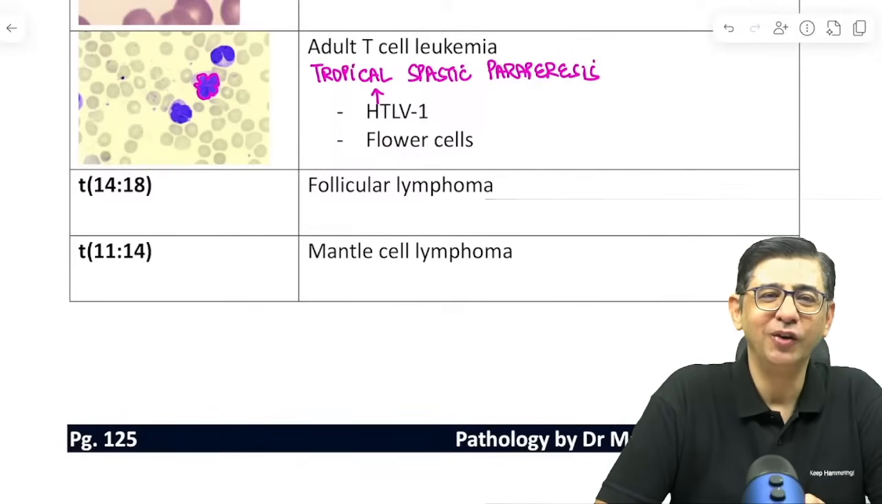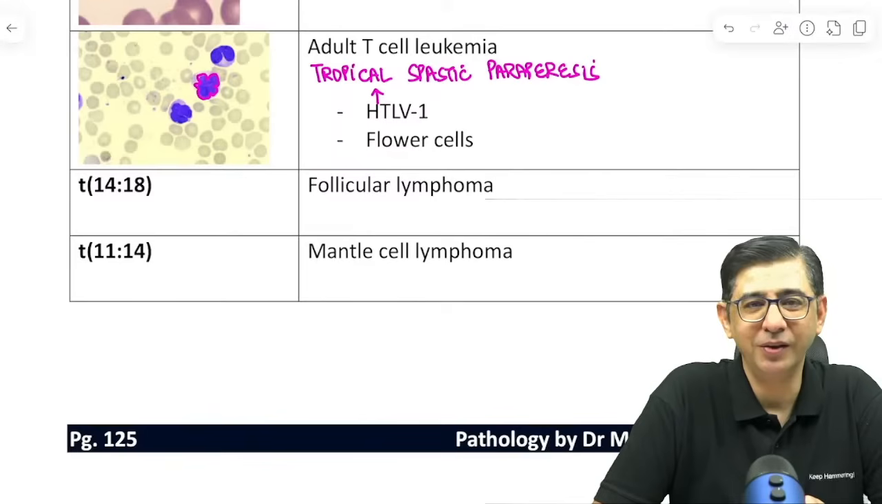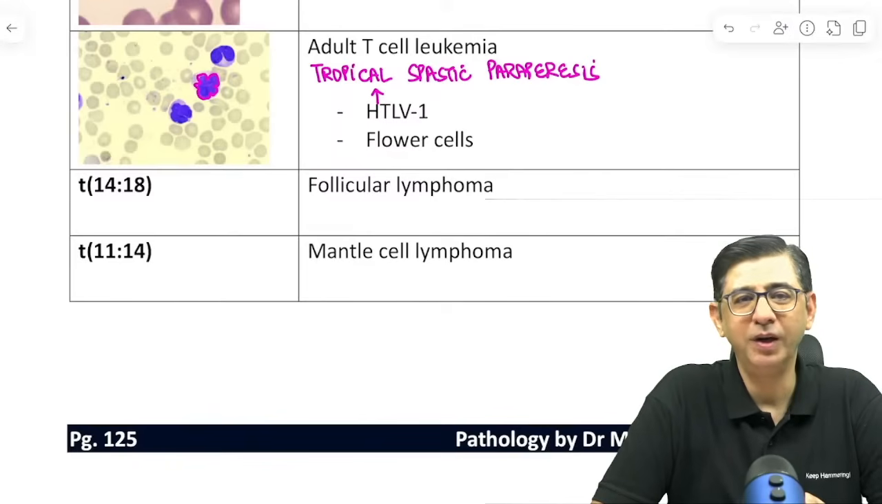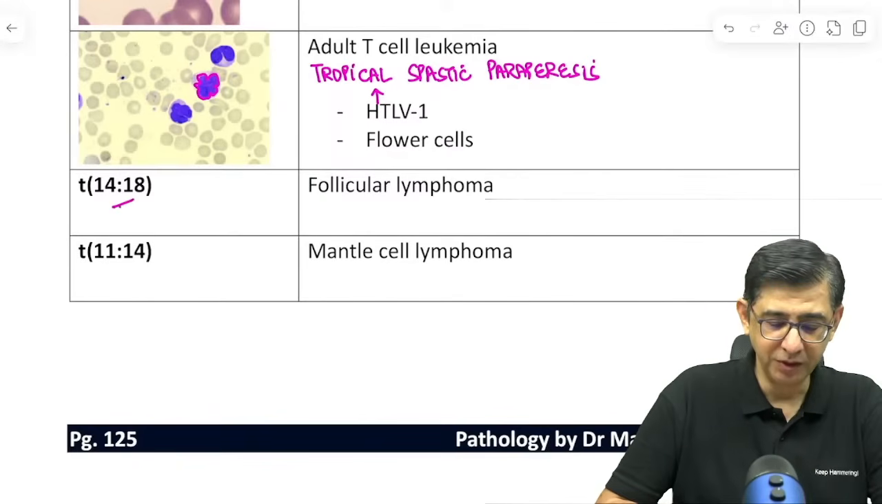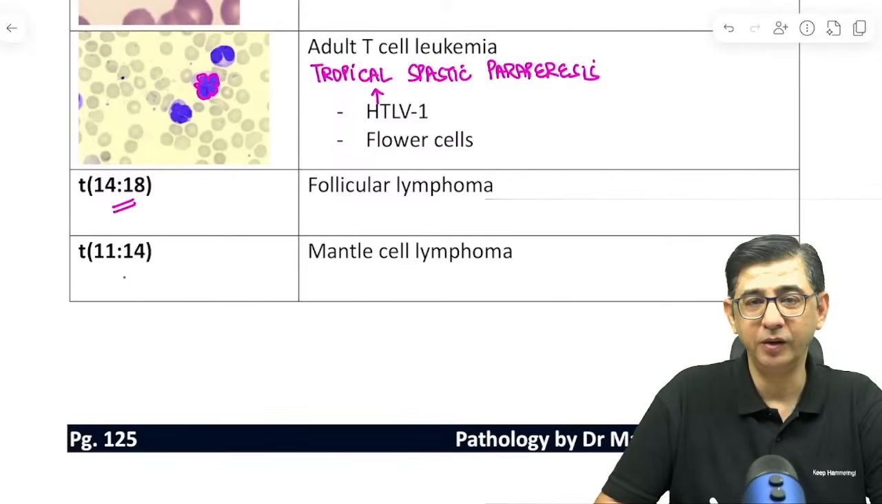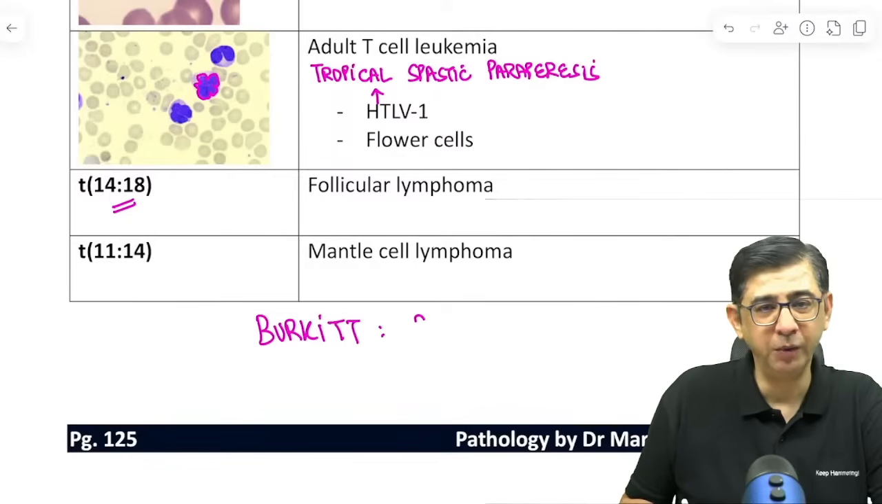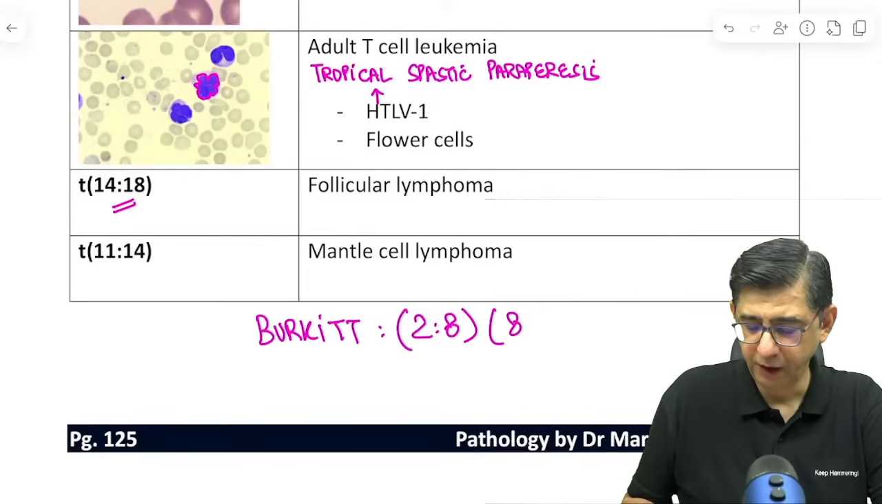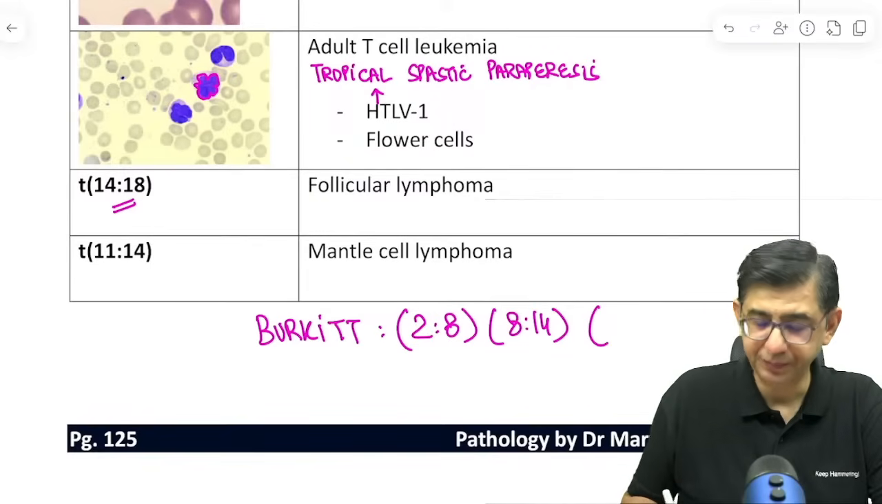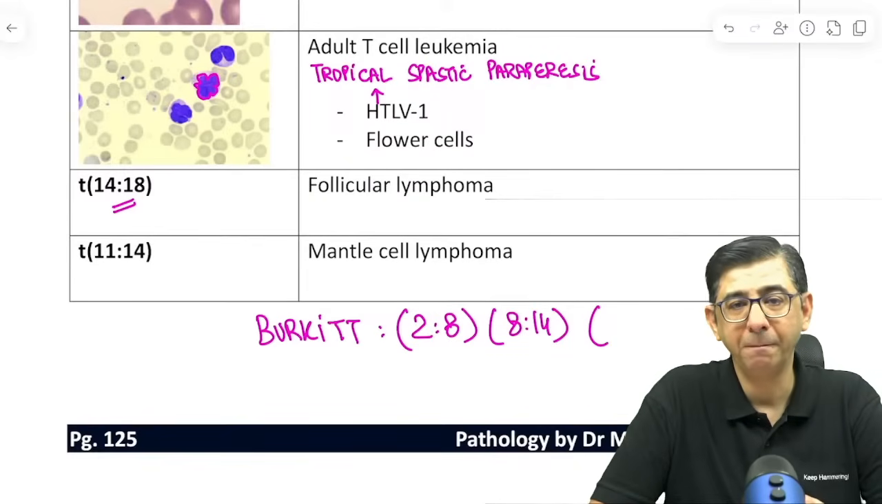Okay. So t(14;18) translocation, that would be follicular lymphoma. ये in fact again is a question to be remembered क्योंकि 14 बार बार आ रहा होता है, right. सो एक बार प्रैक्टिस कर लेते हैं. बर्किट्स लिम्फोमा का बताओ जरा, right. बर्किट्स लिम्फोमा के लिए मैं क्रोमोसोमल स्वैप्स लिख देता हूँ 2 8 8 14. आप तीसरा बता दो मुझे, क्योंकि 14 उसमें भी आ रहा है.